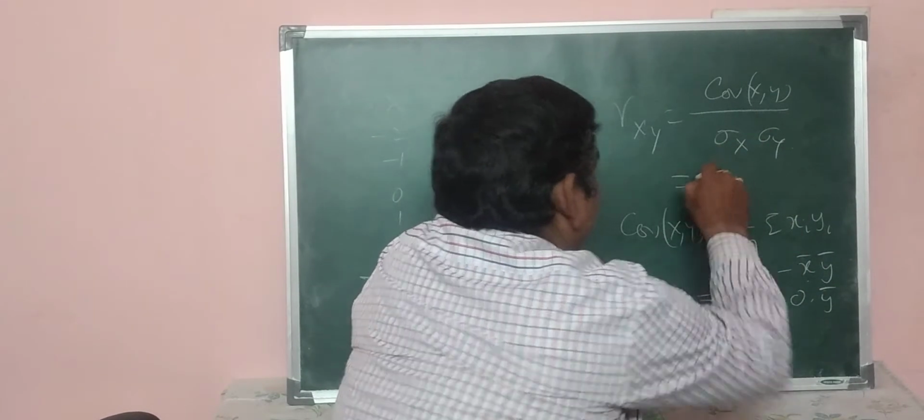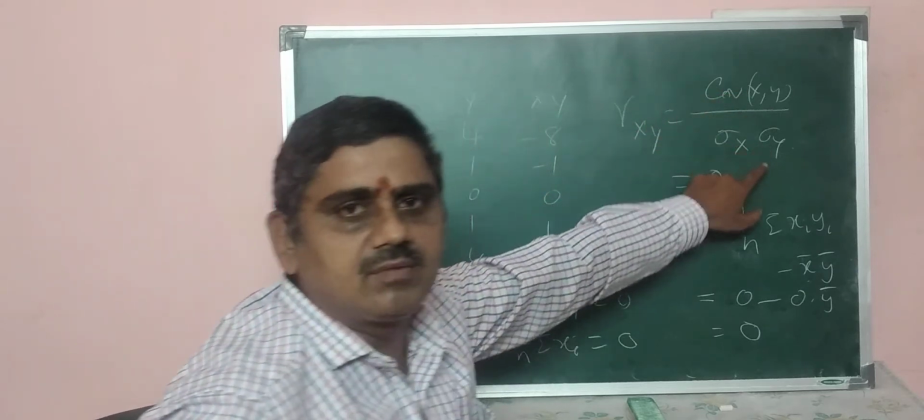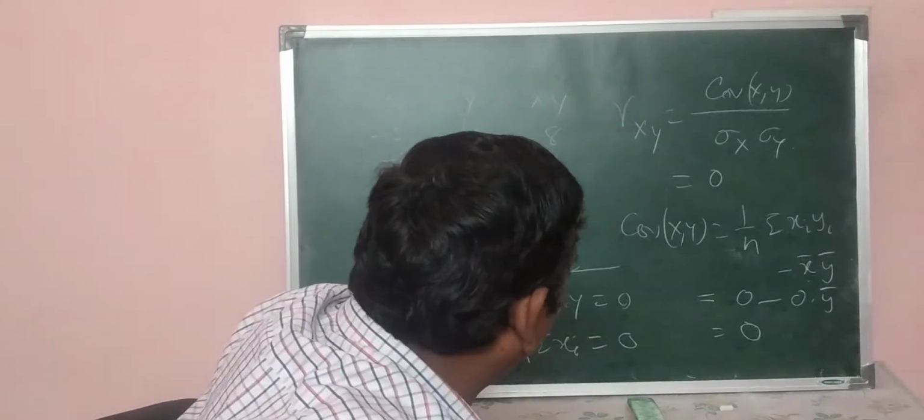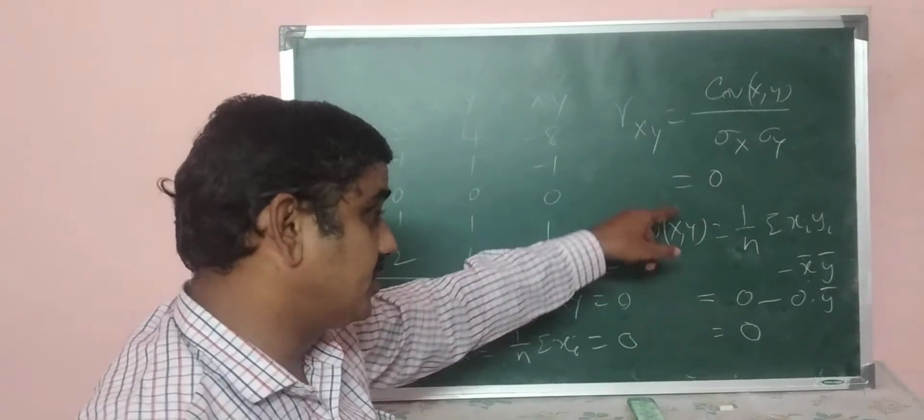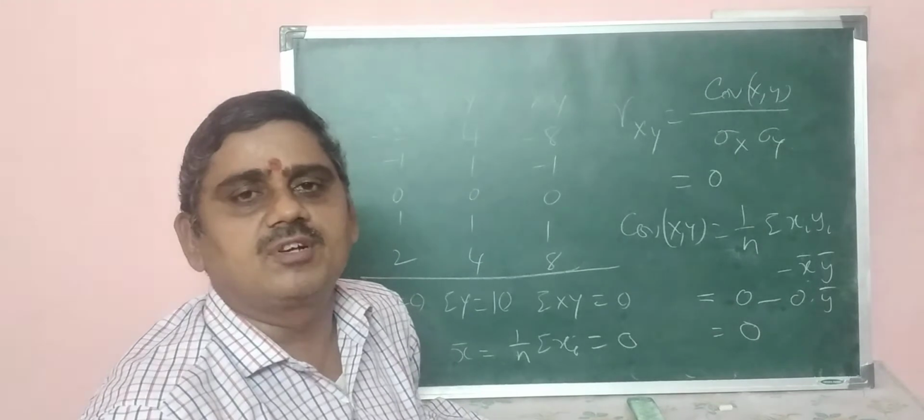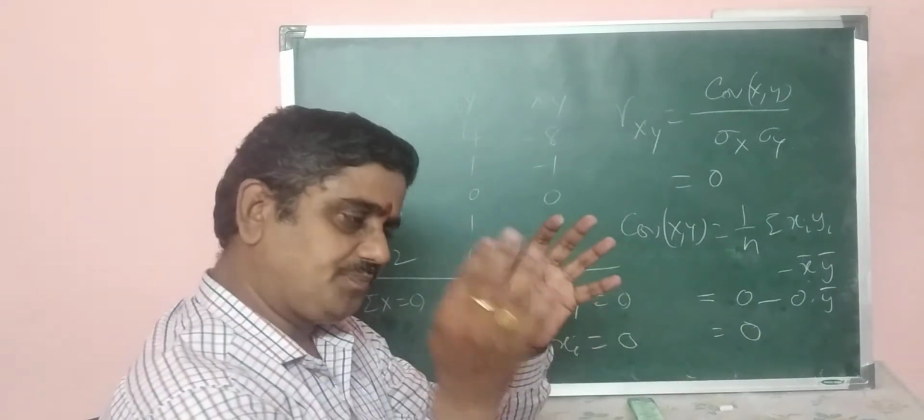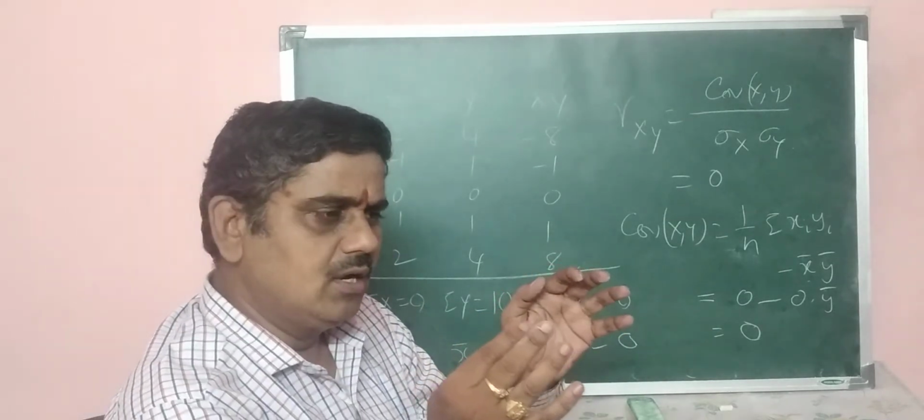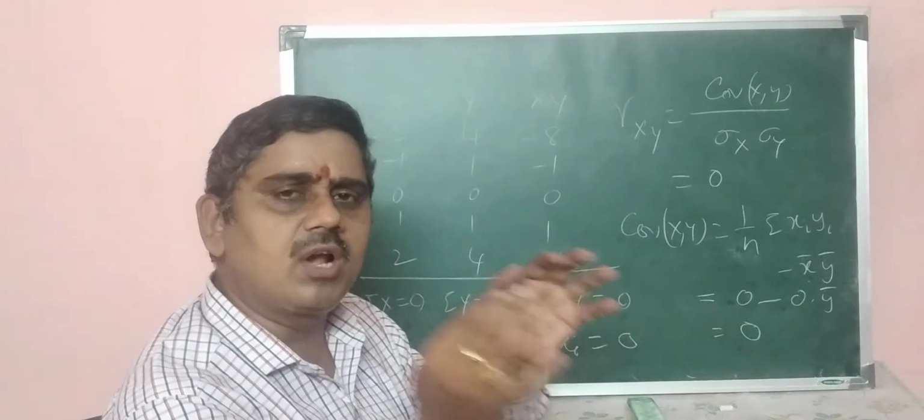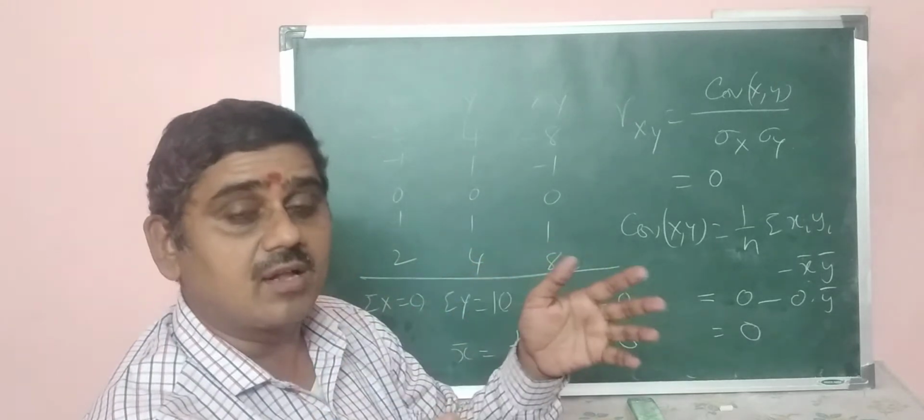Therefore Rxy is 0, since Rxy is equal to covariance of xy by sigma x sigma y. So therefore Rxy is equal to 0, which means x and y are uncorrelated variables. First of all, what is the first half of this statement? X and y are uncorrelated random variables. Uncorrelated variables need not be independent, that we have to prove.